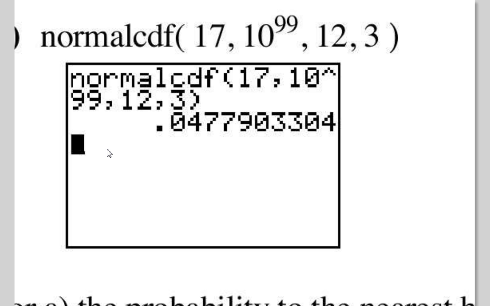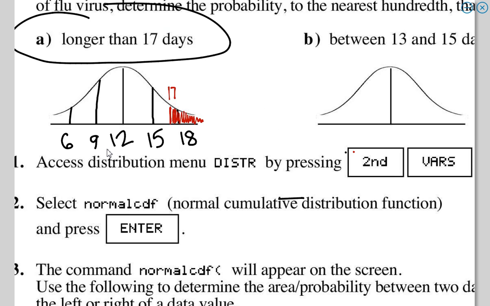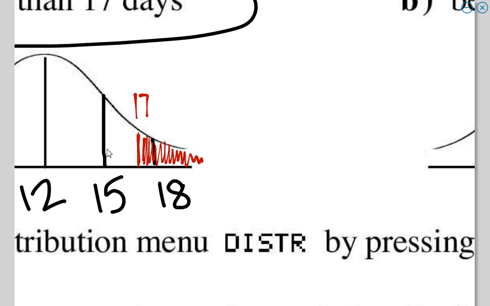Second function, vars. And then it's the number 2 option, normal CDF. Now, for this one, what was the lower bound? What was the lower boundary? What's the left boundary? 17, and then you want everything to the right of 17? So 17's the small side on the left, and then you have like infinity on the right.